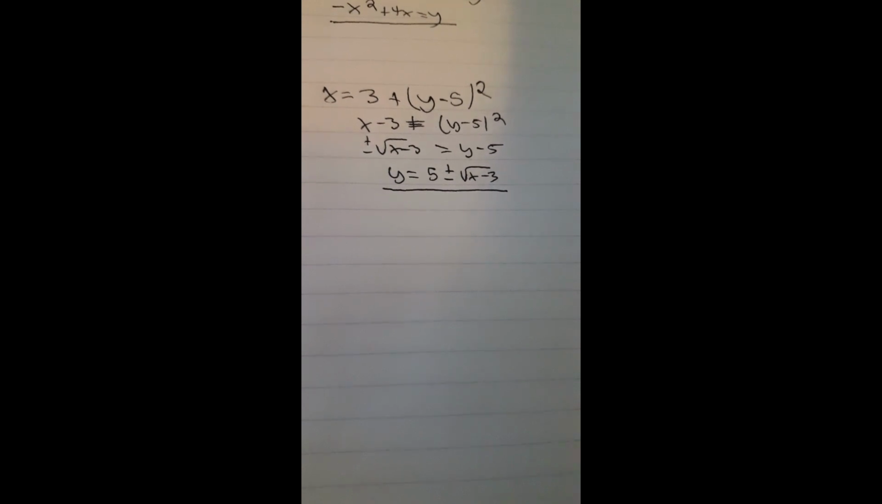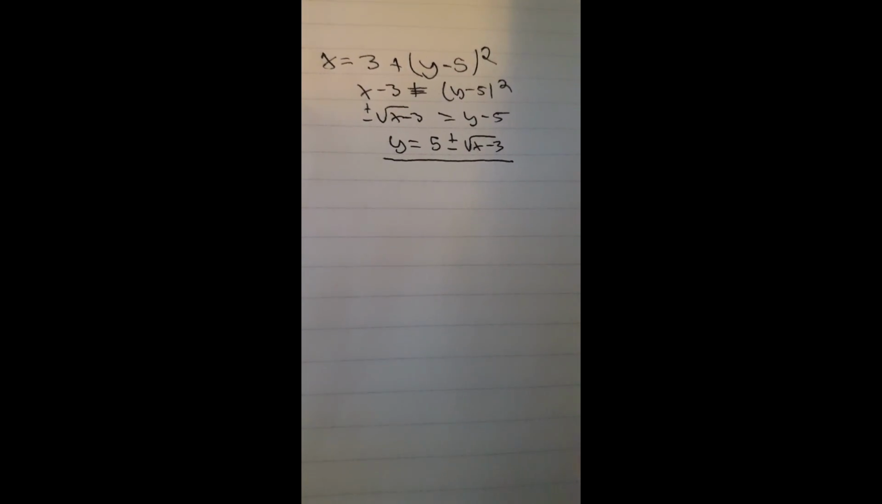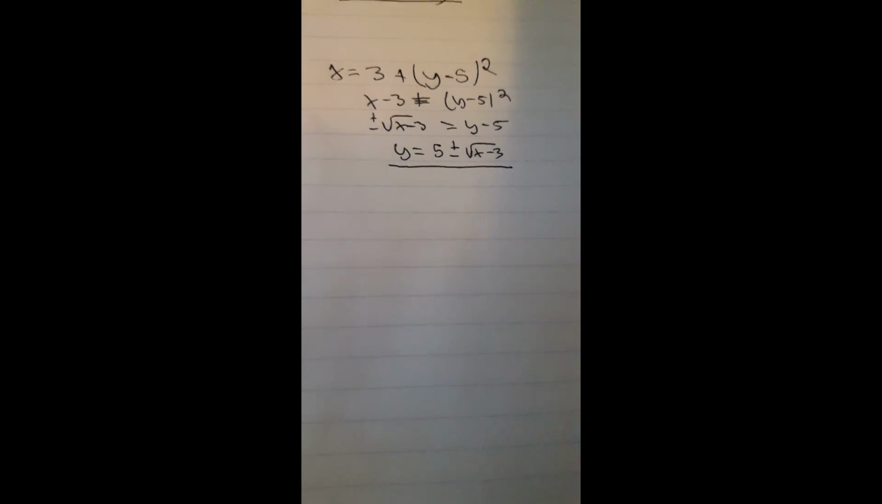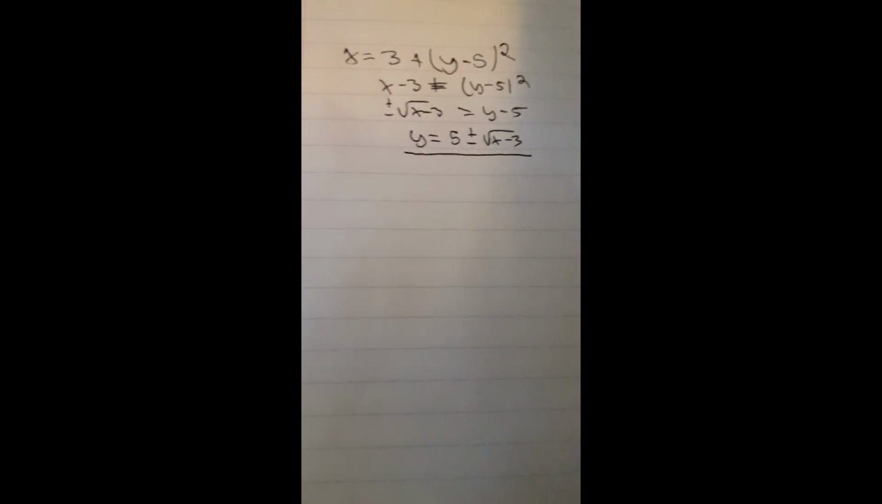This will give you plus or minus root x minus 3 equals y minus 5, because the root of y minus 5 squared is just y minus 5. From here, just add the 5 to the other side, so it'll be 5 plus or minus root x minus 3. Remember to have the plus or minus, because when doing radicals, it's always going to be plus or minus. This is your final answer.